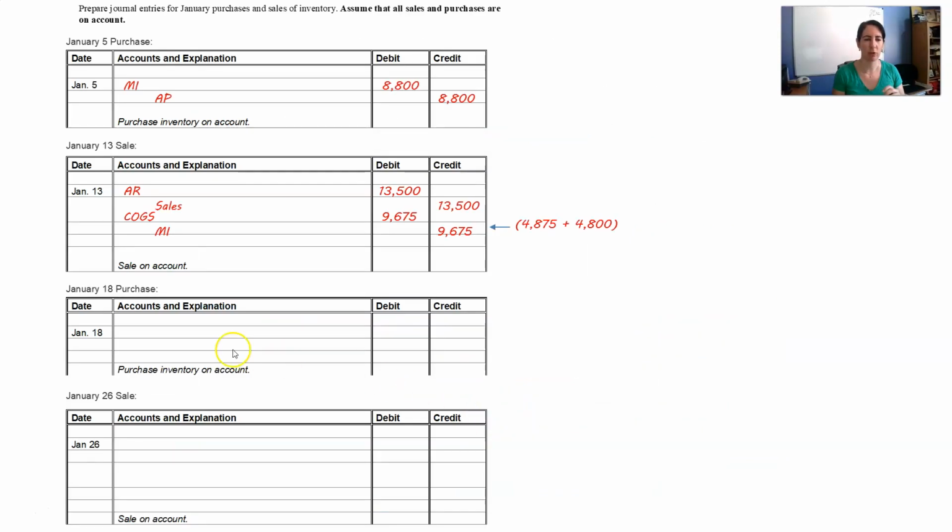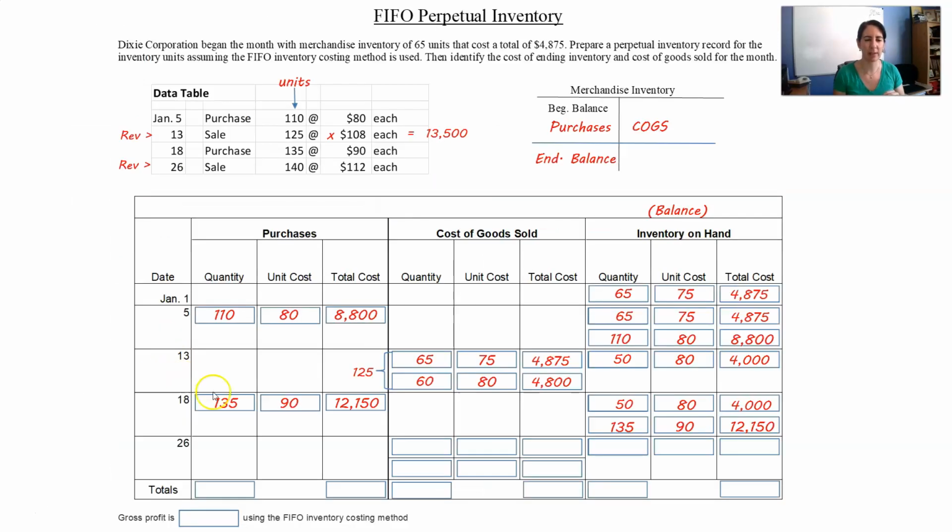So let's record the purchase there. We have the same idea. We've got debit our inventory, right? We're bringing it up. And we have the liability. We owe the money on the inventory, credit it, or, well, increasing the liability. 12,150. Okay, so let's go back to the next one.